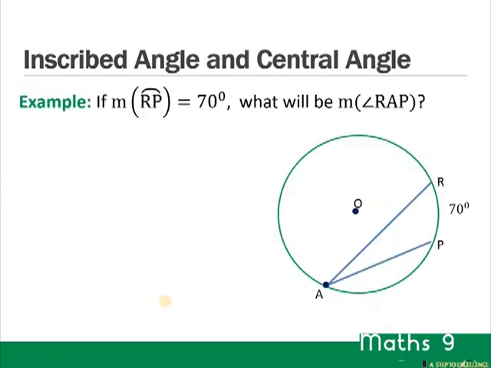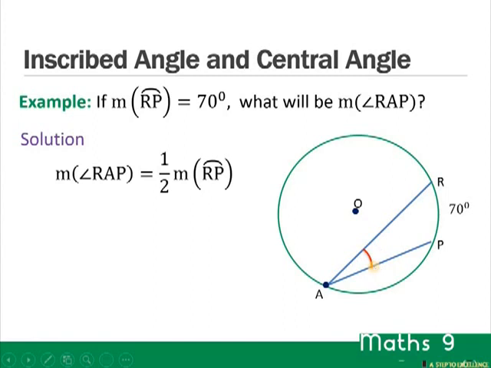Example: if the measure of the arc RP is 70 degrees, what will be the measure of the angle RAP? Let's draw in the angle RAP here. The measure of angle RAP is half the measure of the arc RP, which is half of 70, which is 35.